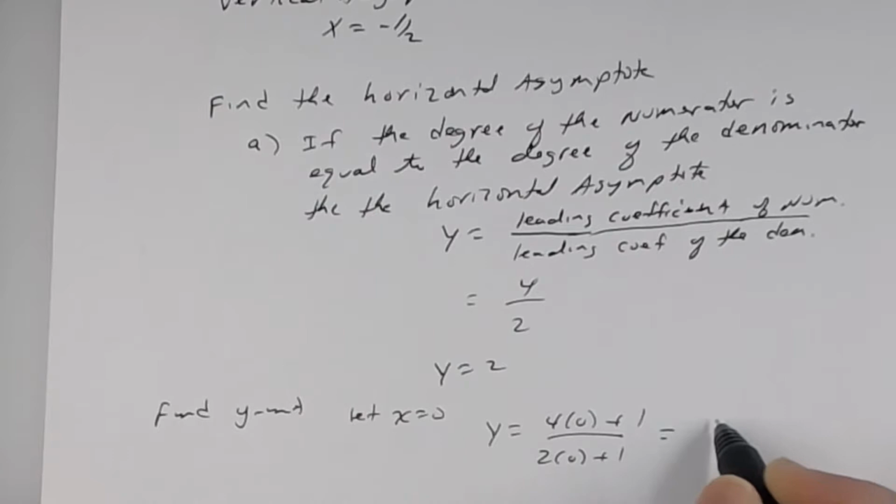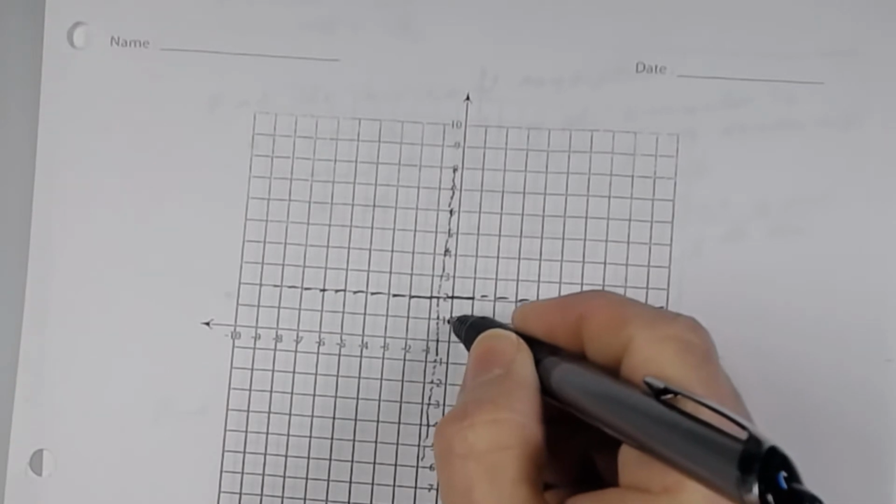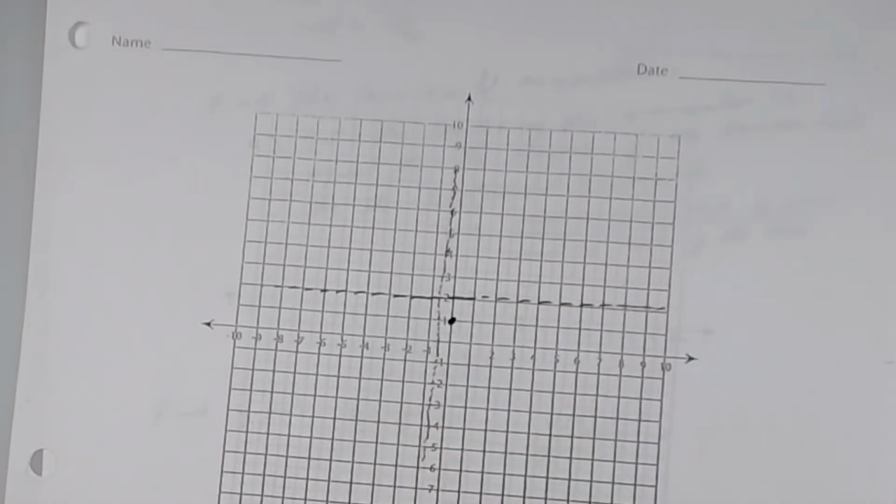What's the numerator? 1. What's the denominator? 1. So what's my y-intercept? 1. So the graph crosses the y-axis where? At 1. All right, so plot that point right here. See right here? At 1. So put a dot on the y-axis at 1. That's your y-intercept. Okay?